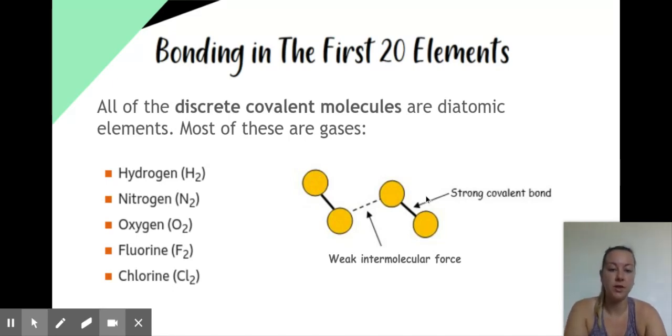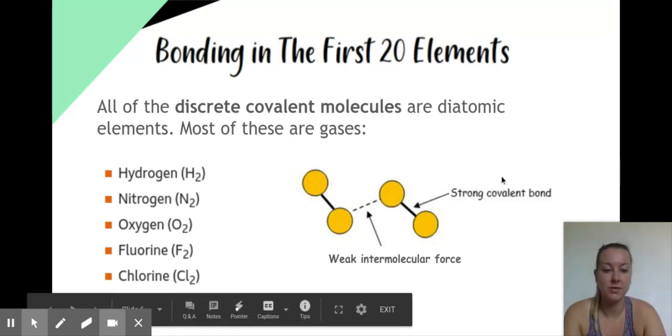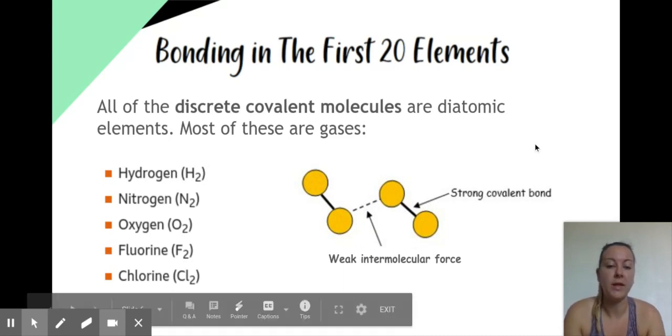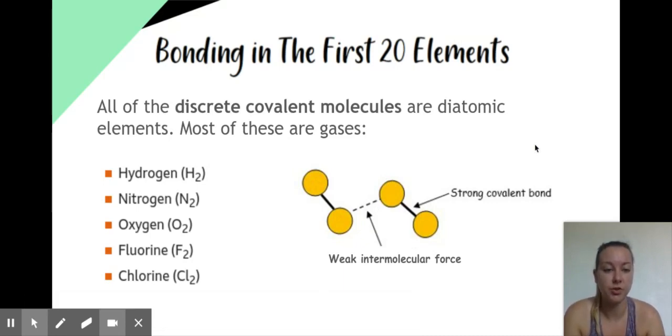They have strong covalent bonds inside, so between the atoms you have a strong covalent bond, but between the molecules we have weak intermolecular forces which hold them together. We should know that from National 5. So discrete covalent molecules or covalent molecule gases are to be coloured in a completely different colour in your key and on your periodic table.